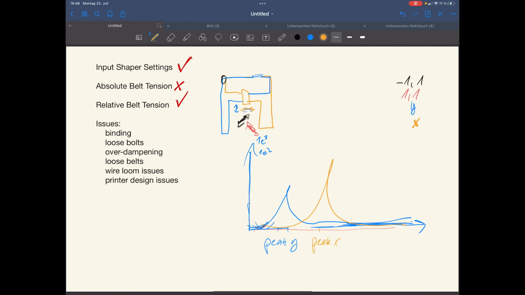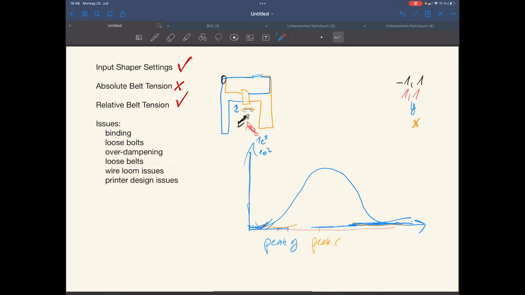If this is not the case and it's the opposite, like this peak is higher than this peak, which would look like that, this is a clear indicator that we have a dampening problem, in this case on X. And the other indicator for Y dampening problems is usually something like a really low amplitude here, and something wide and low. That would be an indicator for dampening issues on Y.